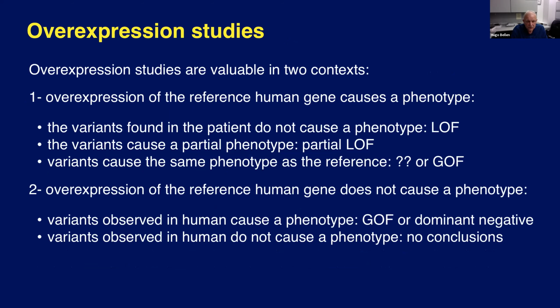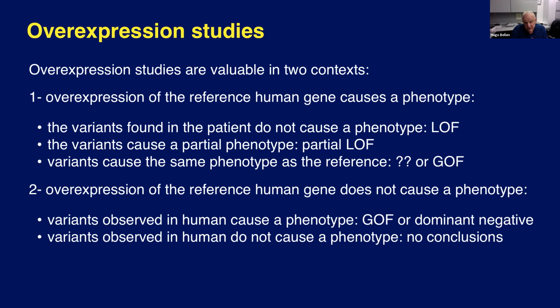Overexpression studies are also used quite a bit. That is, if the cDNA strategy and the humanization fail and the model organism gene fails to rescue, you can step over to another strategy and do overexpression studies. Overexpression of quite a few of the human genes causes a phenotype. And if the variant found in the patient does not cause a phenotype, then we interpret that as a loss of function. Sometimes the overexpression of the variant creates a phenotype, but it's not as severe as the reference cDNA, so then we have probably a partial loss of function variant.